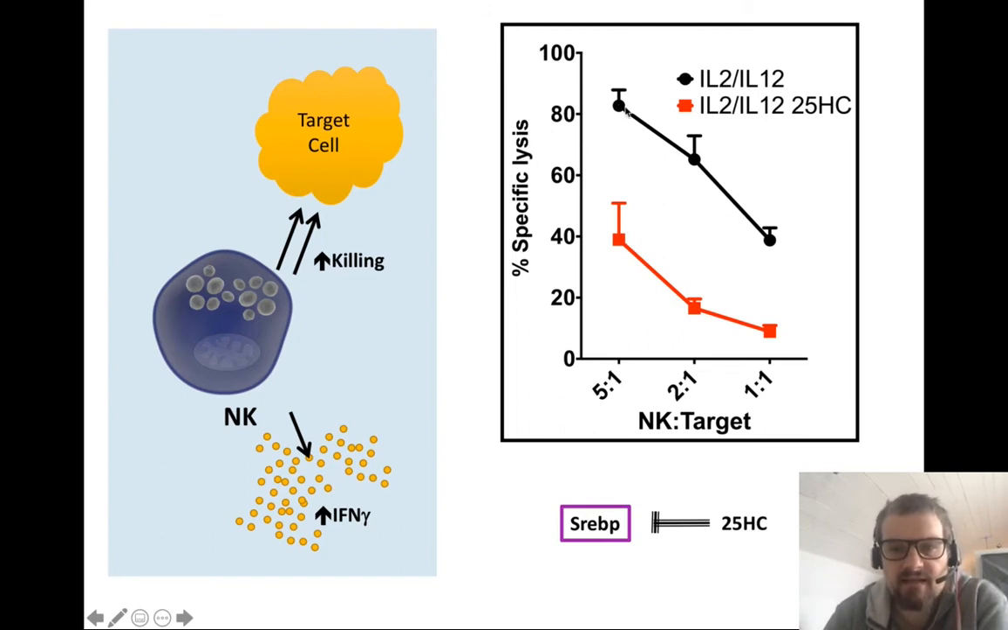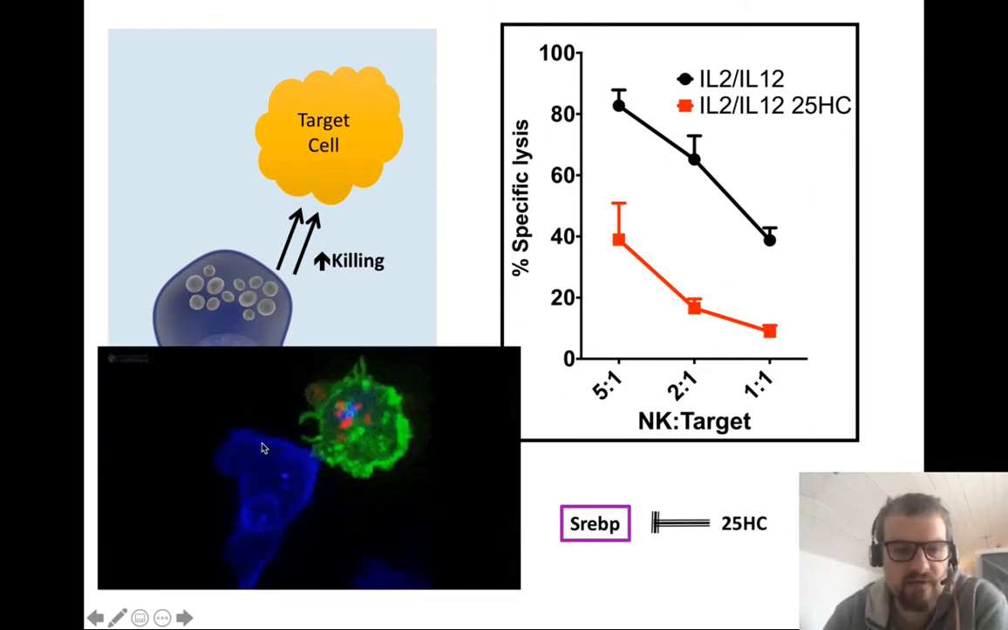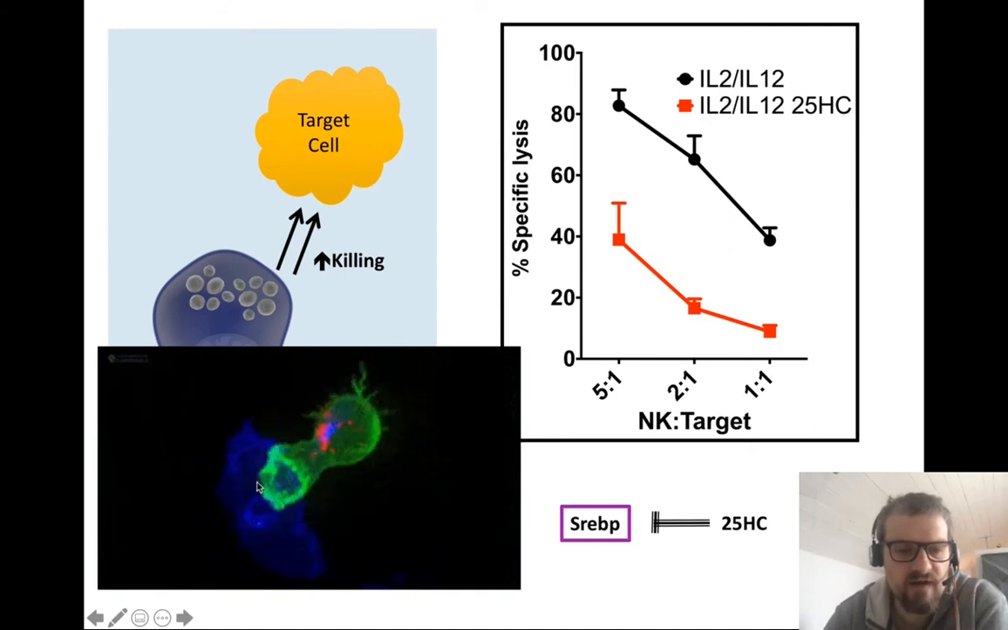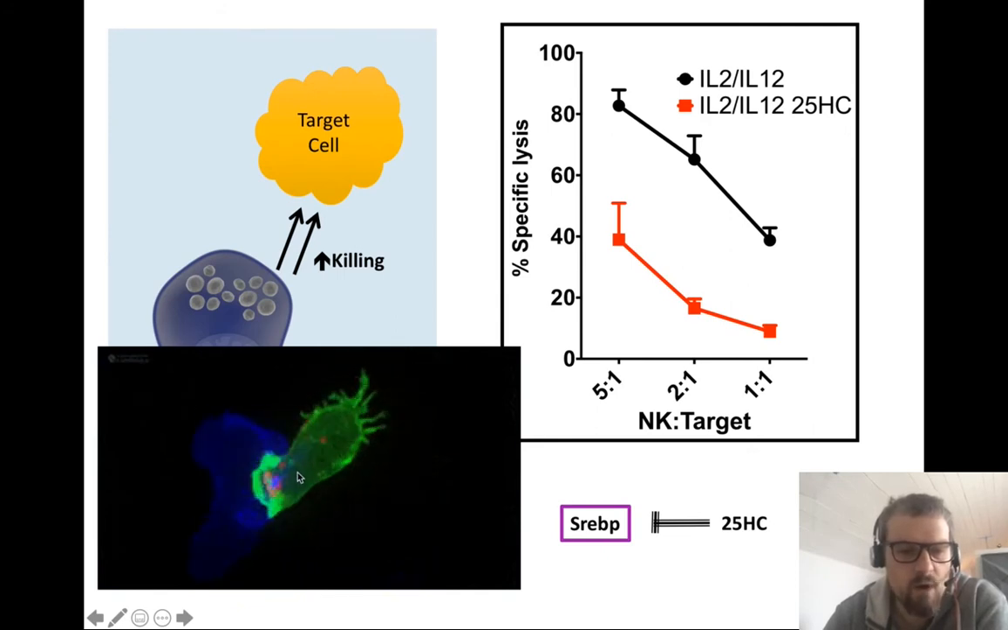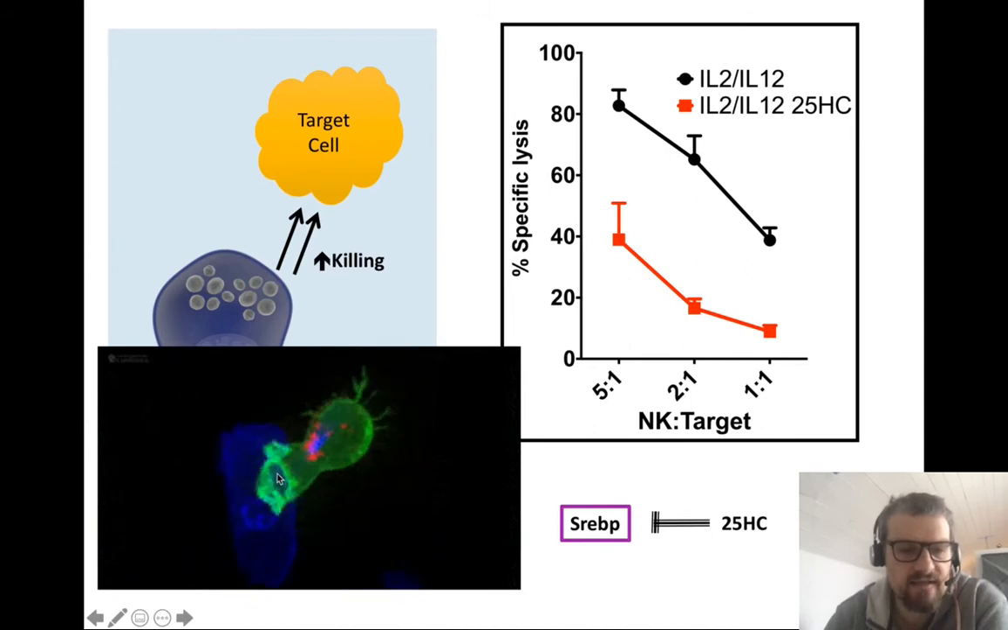And here you can see the NK cells are very good at killing when they're activated with cytokine. At this ratio, they're killing almost 8 out of 10 of the tumor cells. But if you activate them in the presence of this SREB inhibitor, their ability to kill these tumor cells is dramatically reduced. So somehow SREB is really important for this process of recognizing the target cell, polarizing the cytolytic granules that the NK cells have, and killing the target cell.